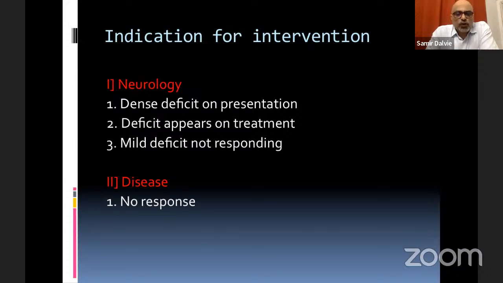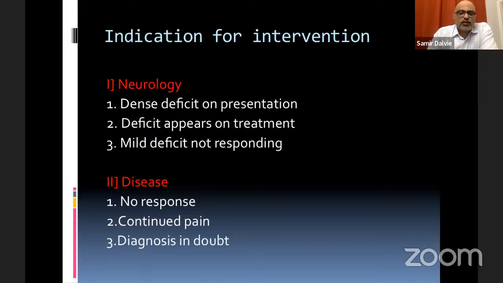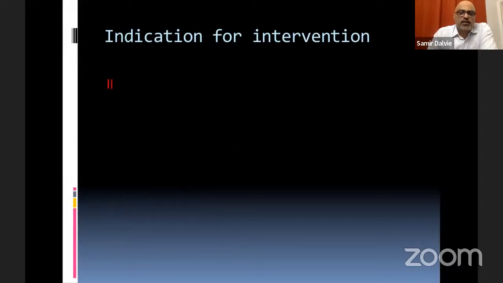The second group of indications is disease indications. One of them is no response. If you're giving AKT but the patient is not getting better, that would be one indication for surgery. If there is continued pain, like the patient may be getting better in terms of the MRI, but continues to have pain and just is not getting better, for 2 or 3 months. And if you have a diagnosis in doubt, as I told you earlier, diagnosis in doubt becomes a secondary indication for surgery. It's not a primary indication, but if you have other soft indications and you add another soft indication, that may take you towards surgery.